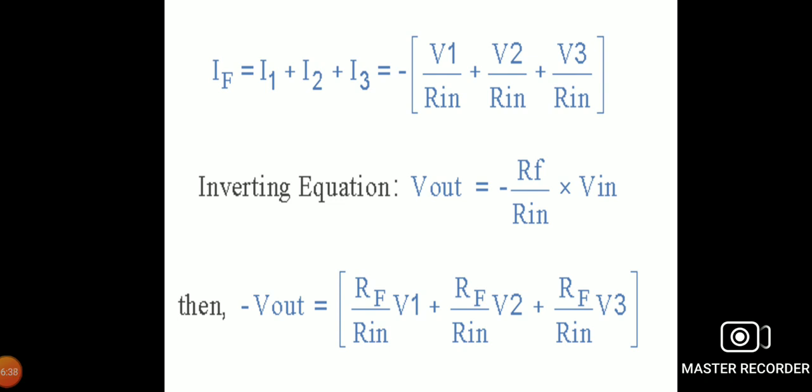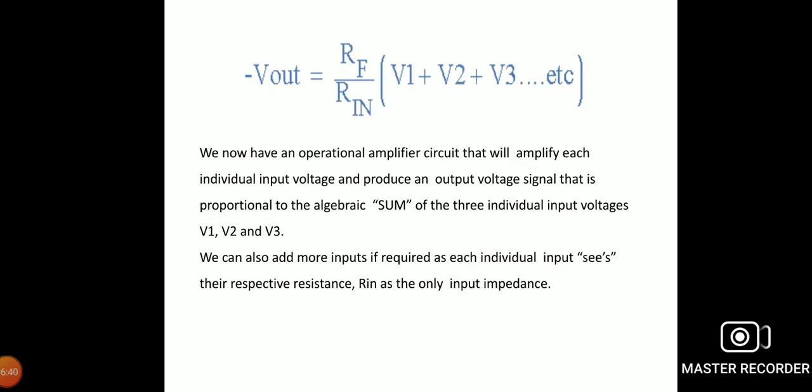Now we can simplify the equations. Minus V out is equal to RF divided by R in, which is a common term. The remaining terms are V1 plus V2 plus V3 and so on. Here we apply only three input voltages, so we can neglect the other voltages and put in V1, V2, V3 only.